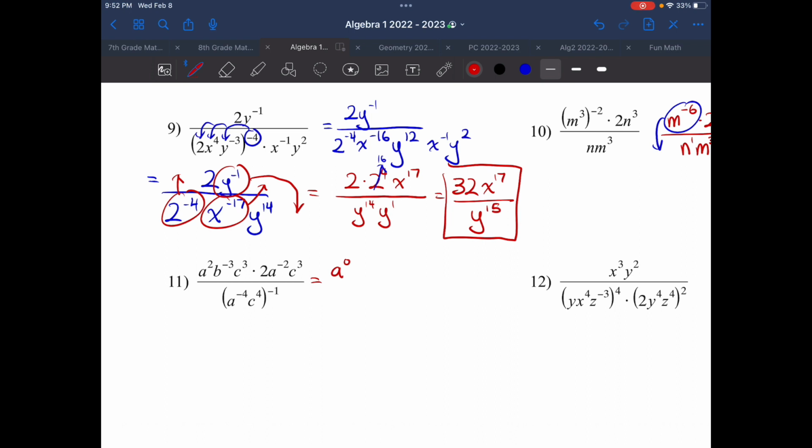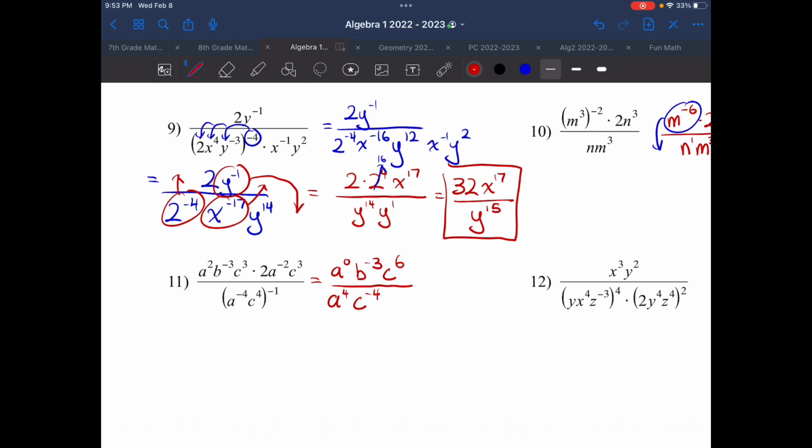What about my b's? I only have one b, and it's to the negative 3. So I'm just going to recopy it down over here. What about our c's? I have two of them. They're both to the power of 3. I'm just adding their exponents. This is c to the power of 3 plus 3, or c to the power of 6. Now, for the denominator, I'm just going to distribute the negative 1 into both of these two bases, and it's going to essentially just change the sign of their exponents. Instead of being a to the negative 4, it's now a to the positive 4. The c used to be to the positive 4, and now it's the negative 4.